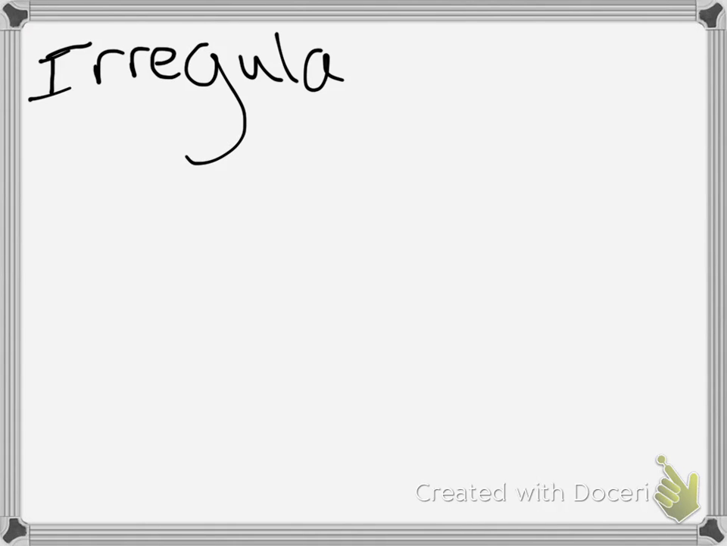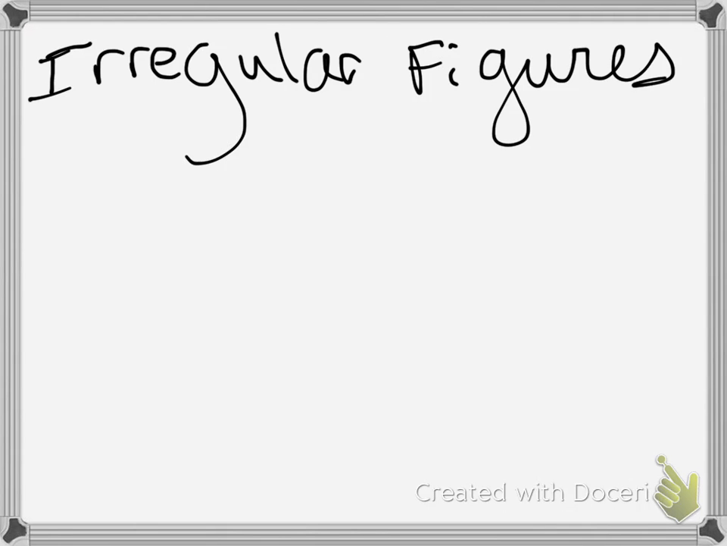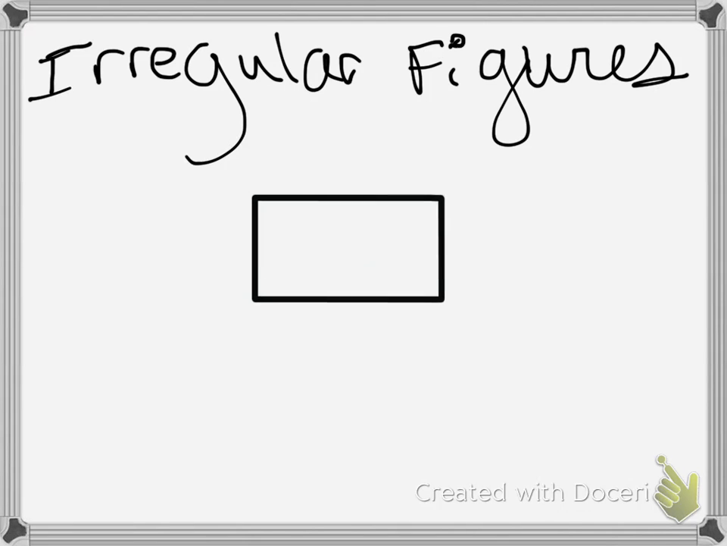All right, we're going to move forward now to finding the area of irregular figures. So with irregular figures, you might have, say, a shape like this.